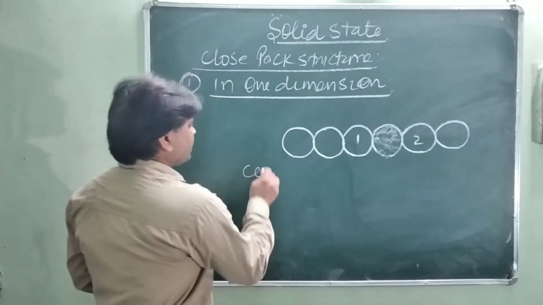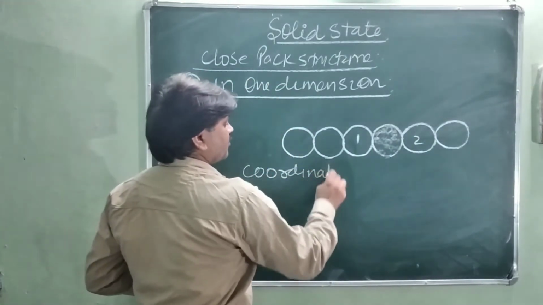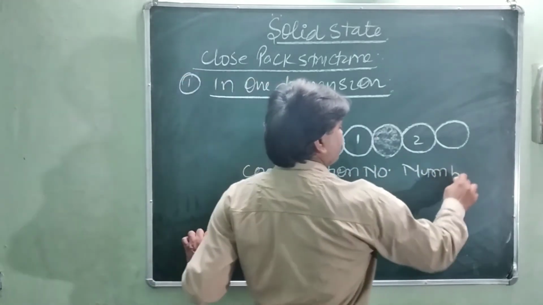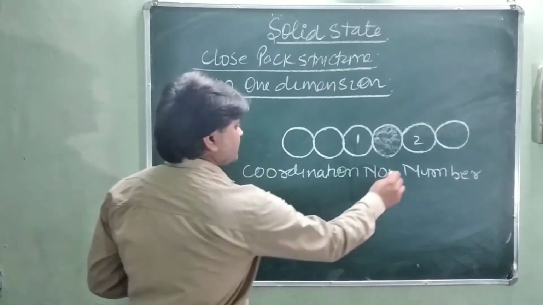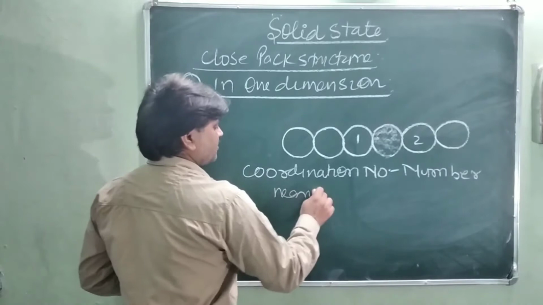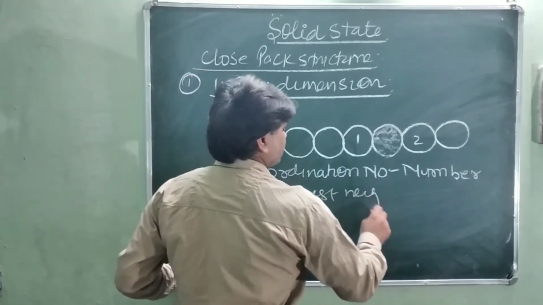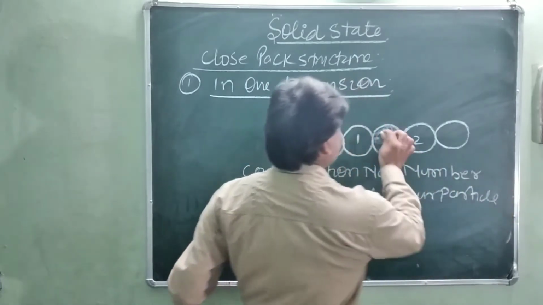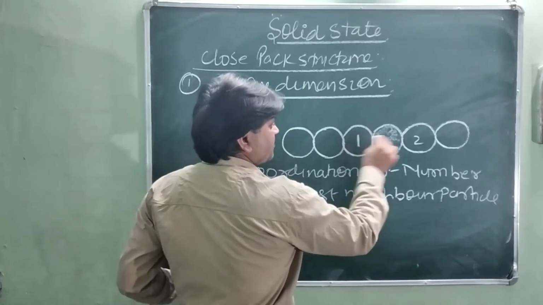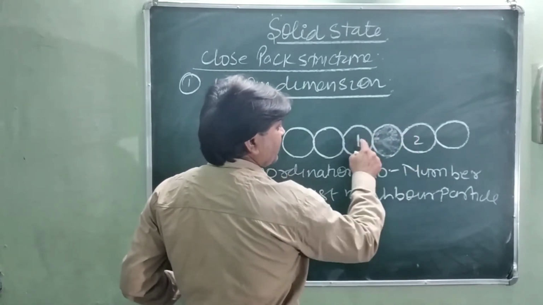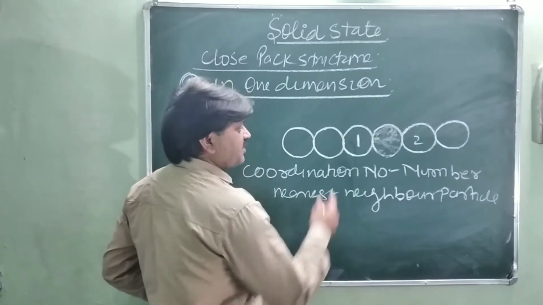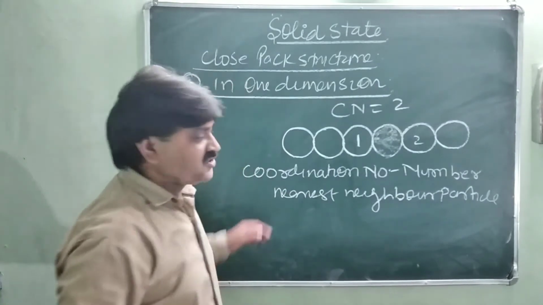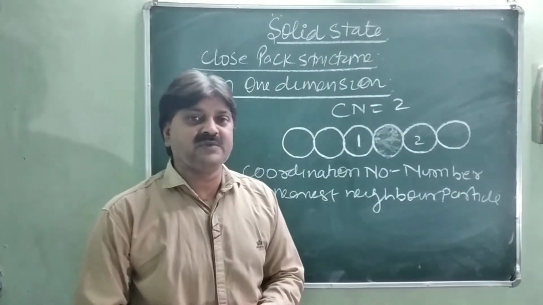So coordination number means the number of nearest neighbor particles. This atom is situated between 2 atoms, 1 and 2. So what is the coordination number in 1 dimension? The coordination number in 1 dimension is 2. This is the arrangement of atoms in 1 dimension.